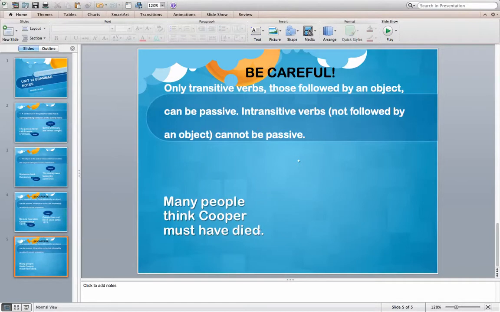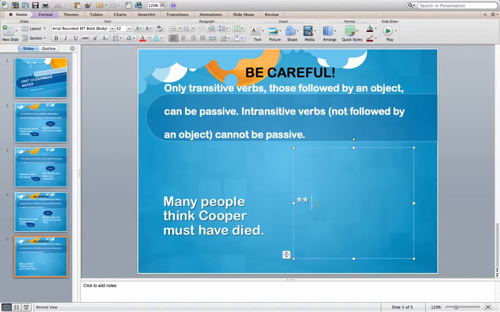When the verb is intransitive, it's not possible to have a passive sentence that means the same thing. And in this case, I'm going to put 2 stars here because it's a mistake a lot of students make. They want to say, Cooper was died. And this is never possible. I can never say that. Because died is intransitive, you're not going to make any kind of passive sentence out of that. Okay? Now it's correct. Cooper died.